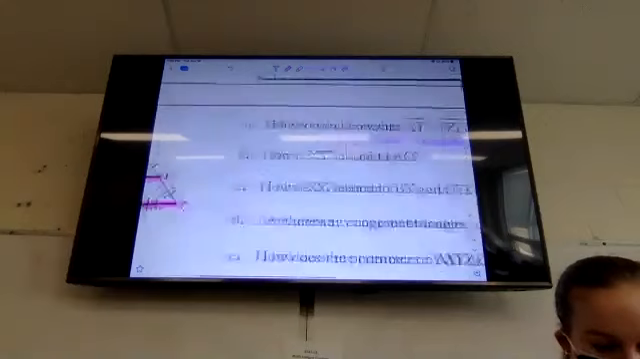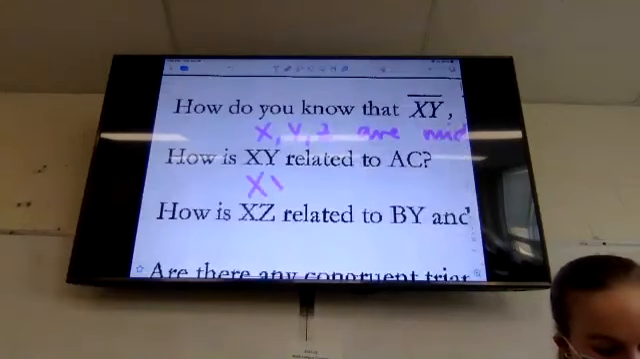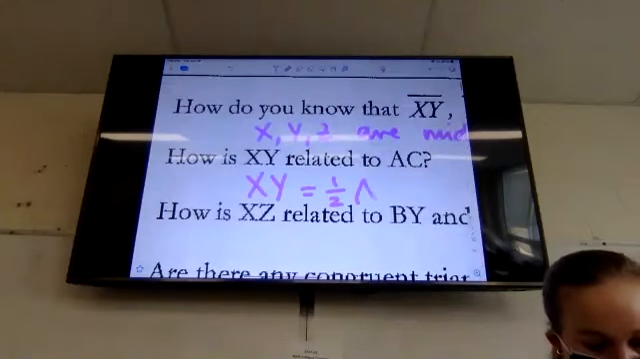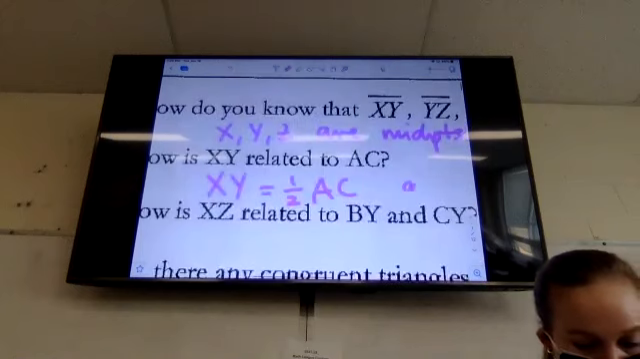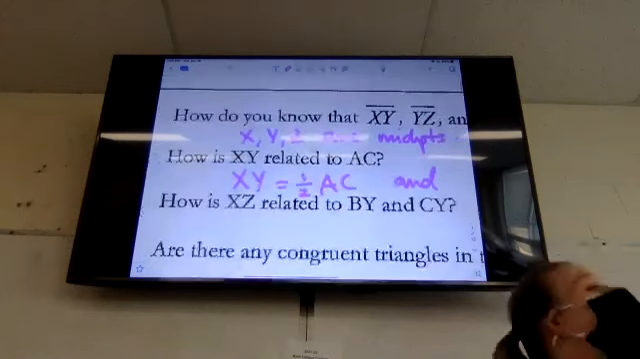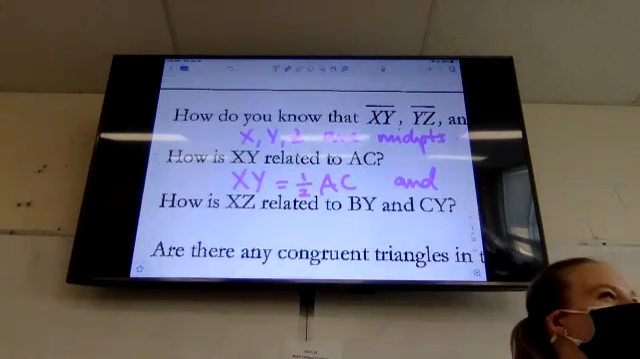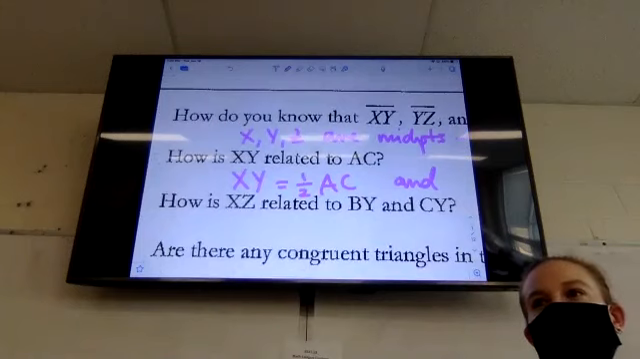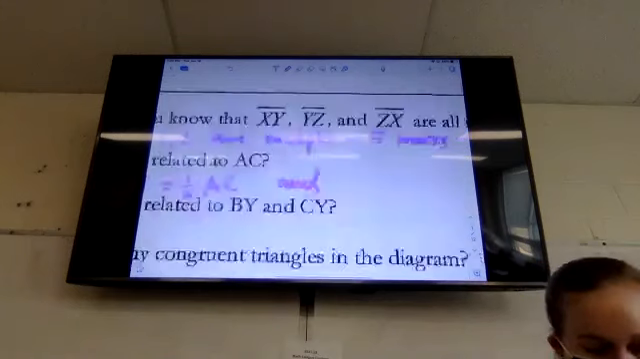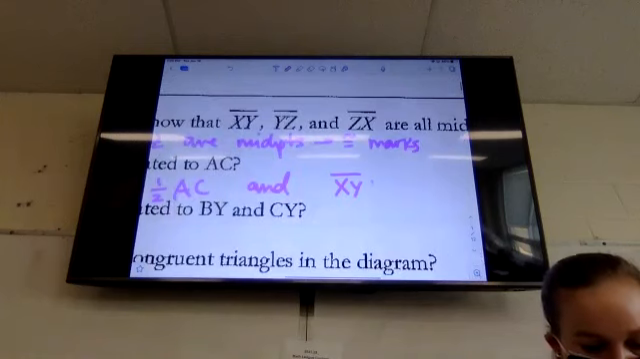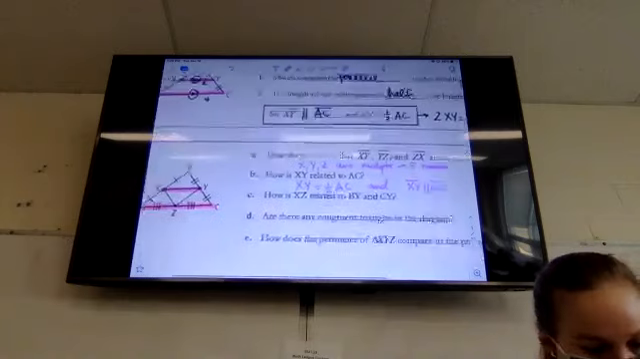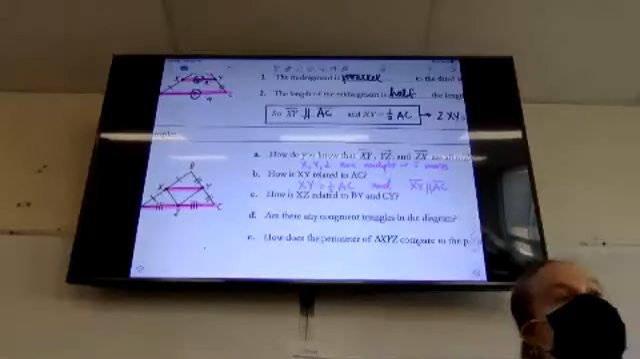Good. So XY equals half of AC. Rosie, you got the other one? That is also true. It's the exact same thing that we wrote, so I'm not going to rewrite it. Jack? They are parallel. Very good. XY is parallel to AC. Yeah, those are two things we literally just learned, right?